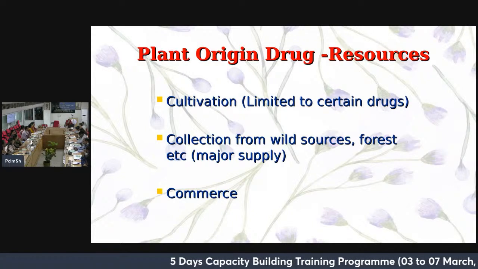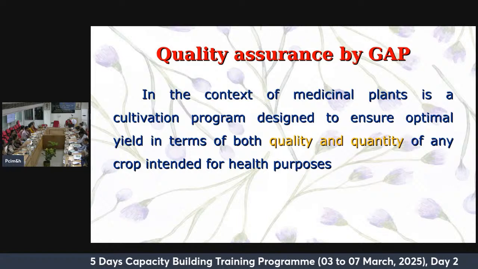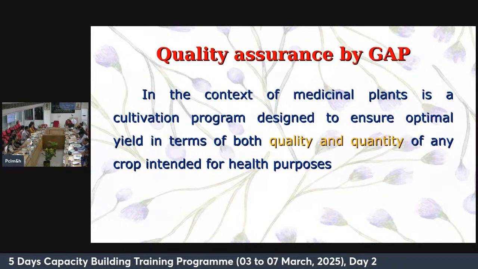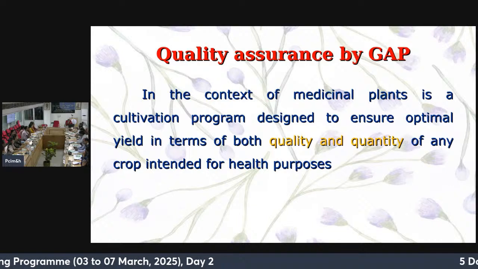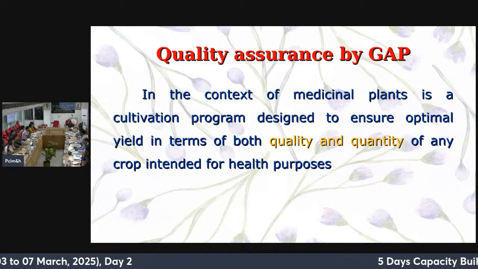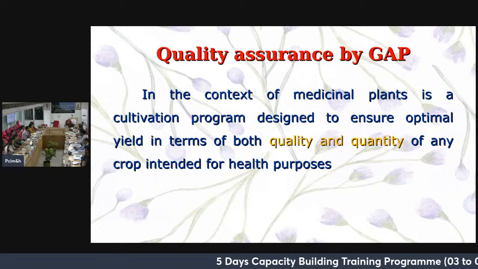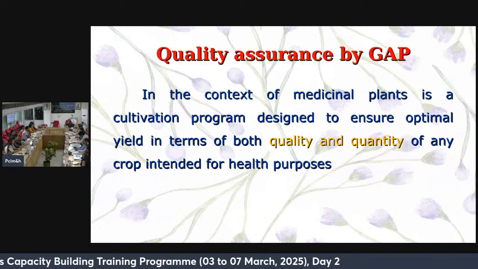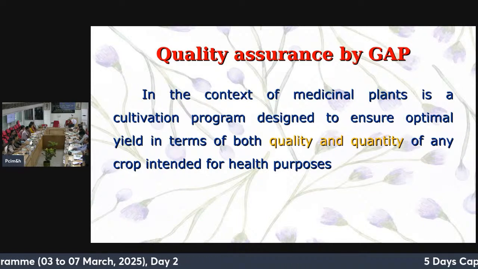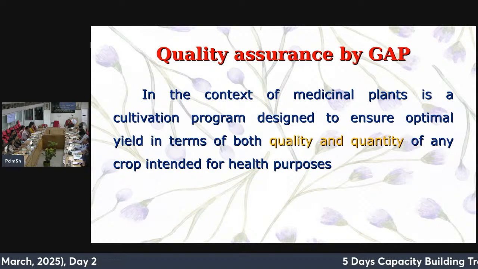So here we discussed good agricultural practices and good collection practices. This is the definition of good agricultural practices for medicinal plants: a cultivation program designed to ensure optimal yield in terms of both quality and quantity. Actually, when we go for good agricultural practices, at that time we ensure that the quality and the quantity of material are sufficient.